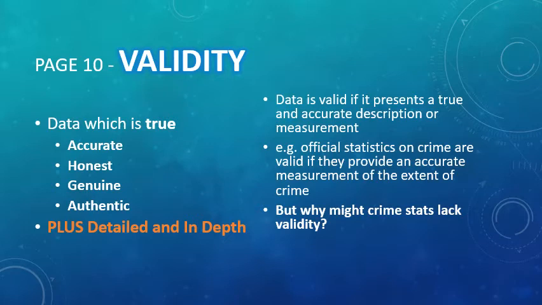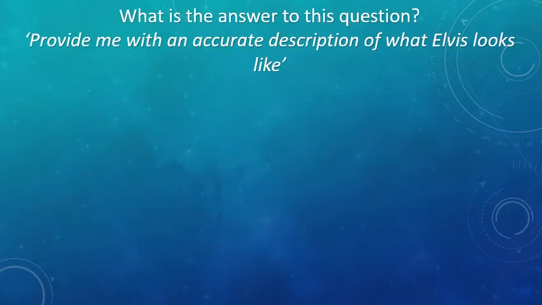So official statistics on crime are valid if they show us the true extent of crime. But it's worth thinking about reasons why those statistics may not be valid or may lack validity. If you think about maybe stop and search rates, we think about the way that the police officers might use their own discretion to police certain crimes, certain peoples and certain communities, we might end up with statistics that are skewed, that don't show us the truth, and therefore they lack validity.